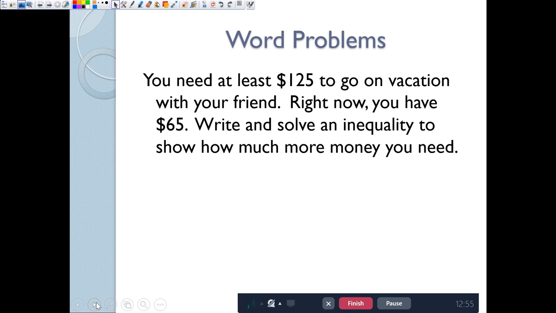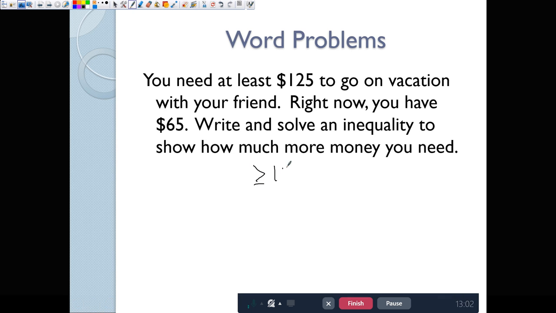So you need at least, so I need more than $125, right? So I can just even do that, more than $125 to go on vacation with your friend. Right now, I have $65. Write and solve an inequality to show how much more money you need. So I need to add my variable. So my x plus my 65 has to be greater than or equal to, because we can have at least. If I have $125, I can go on this trip. But I can also have more than that and have a little extra spending money.